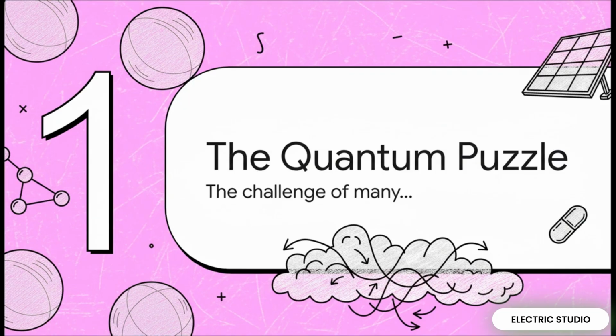Okay, so to really get why this shortcut was such a game changer, you've got to understand the massive, massive puzzle scientists were up against. It all starts with electrons. You know, these tiny particles buzzing around inside every atom and molecule. The challenge was, how in the world do you describe what all of them are doing at once?